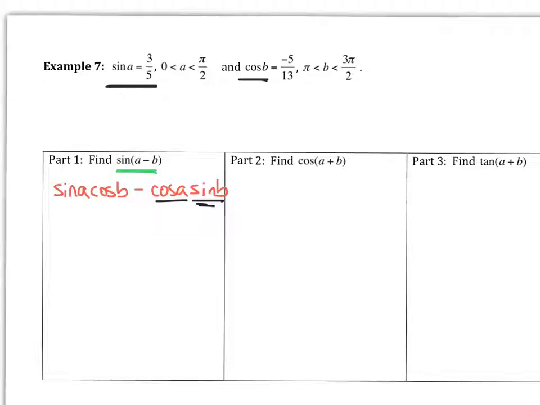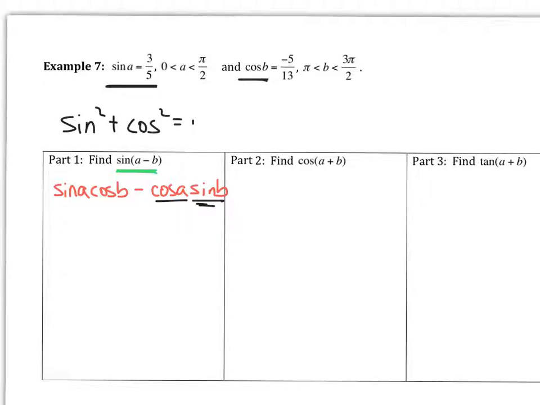One way, hint, hint, is, she said that we could do sine squared plus cosine squared is equal to 1. That's one way to do it. The other way to do it is you draw a picture, draw a right triangle, use the Pythagorean theorem to figure out what the other side is, okay?